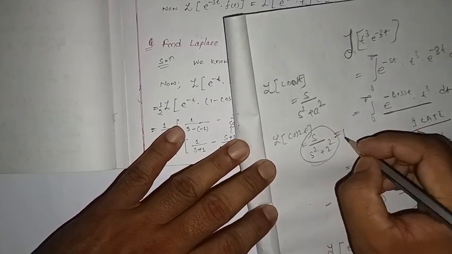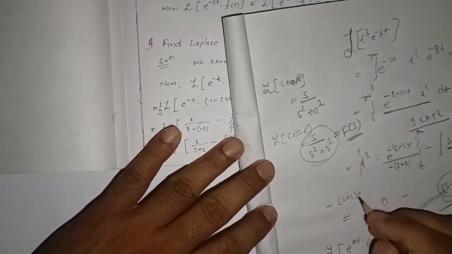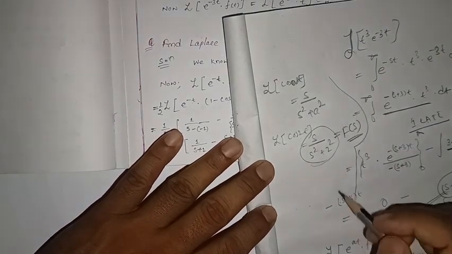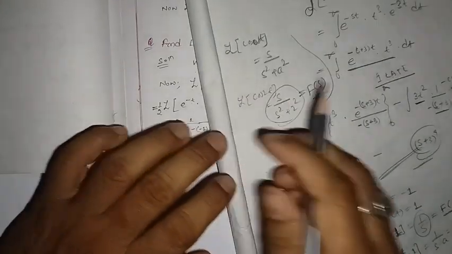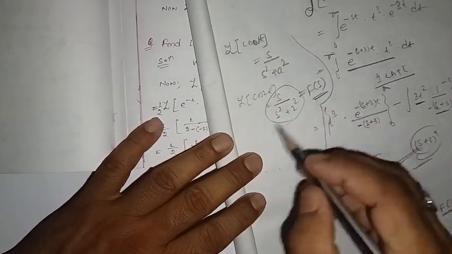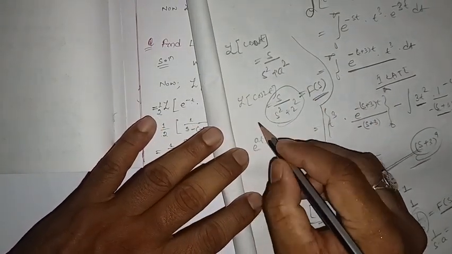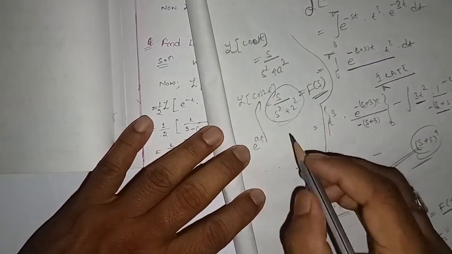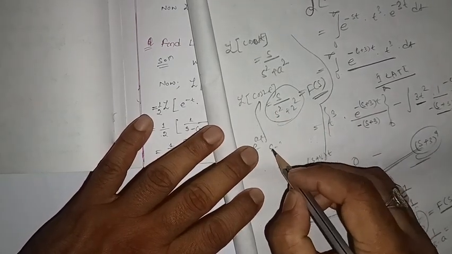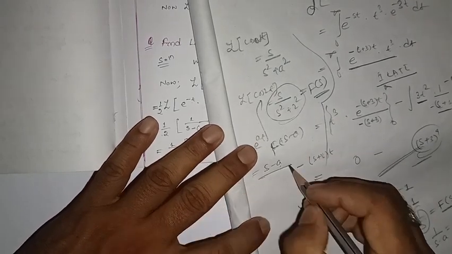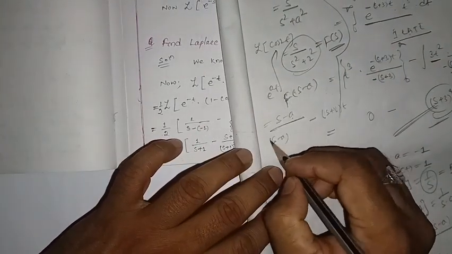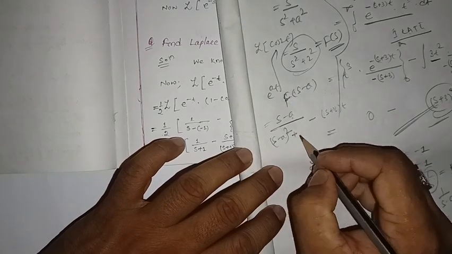So this is nothing but capital F of s. If we apply the Laplace shifting property, that means e to the at operating over cos 2t, the result will be capital F of s minus a. That means s minus a by s minus a square plus 2 square.